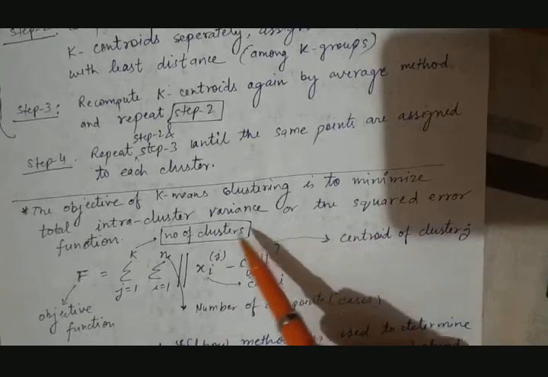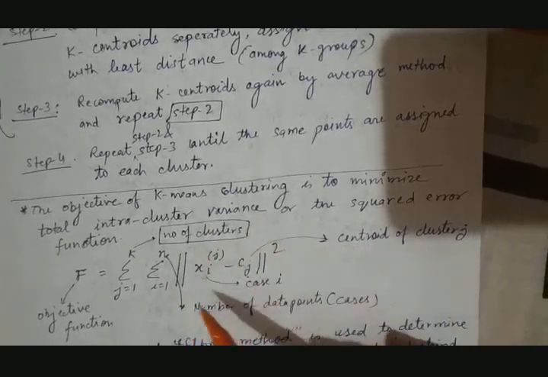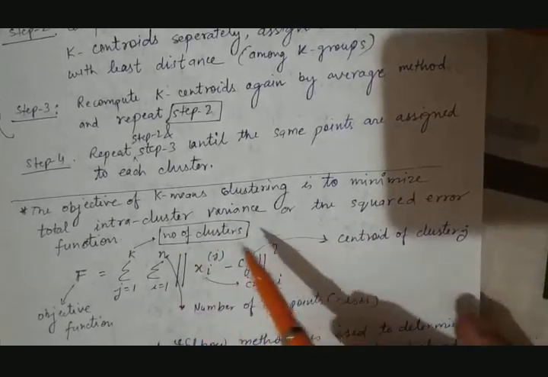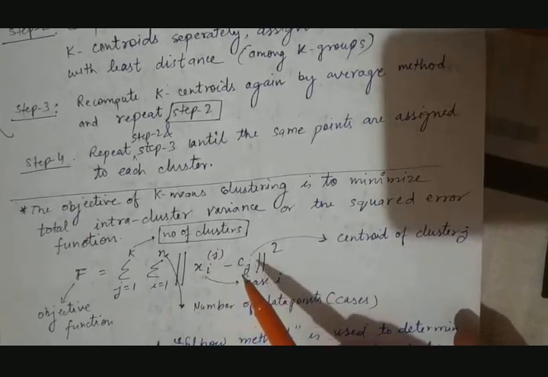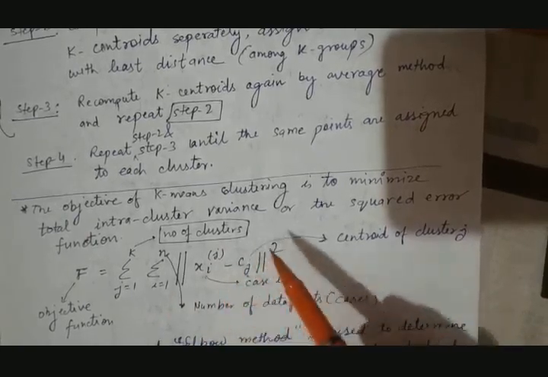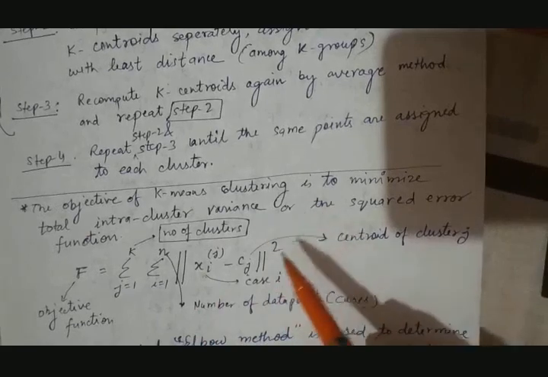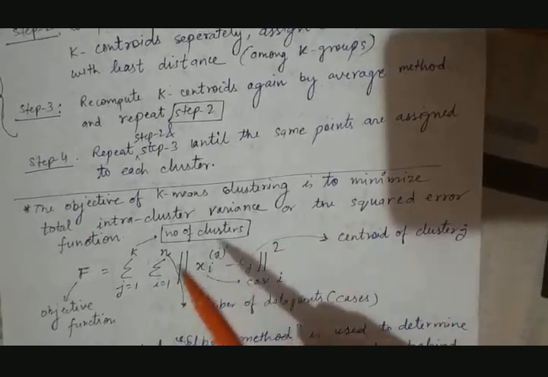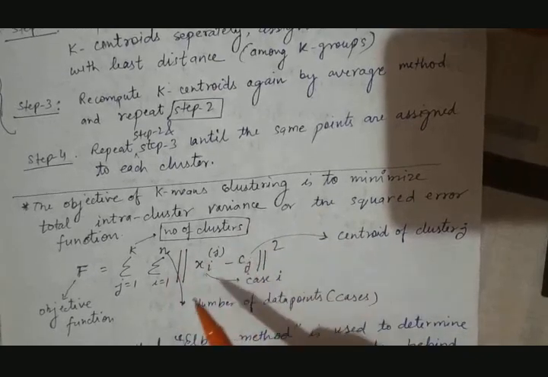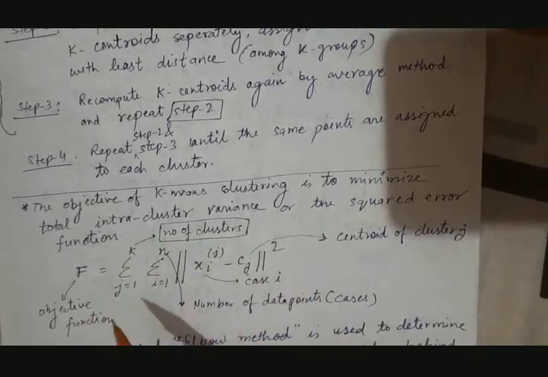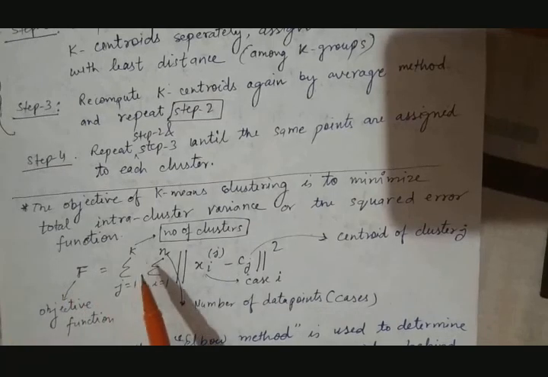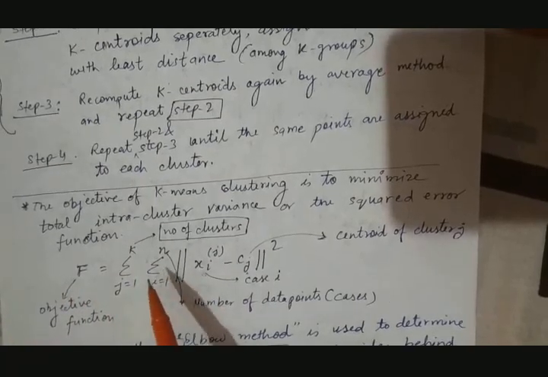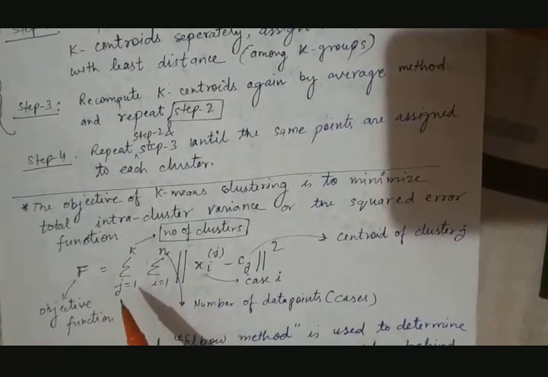Most of the time when we calculate this error, we always calculate it in the form of a square term, so that we will get a positive value, as well as this square term cancels out automatically when we find the differentiation of this function. Now just see here, f is the objective function. There are two summations over here. The first summation runs from j equal to 1 to k.